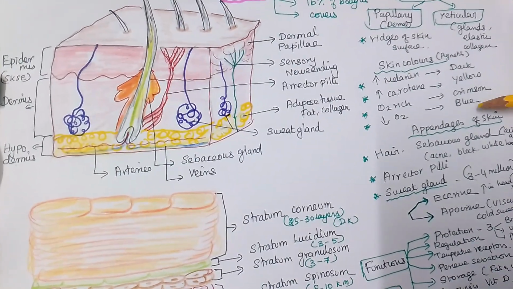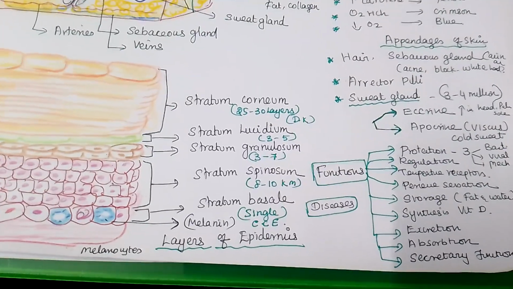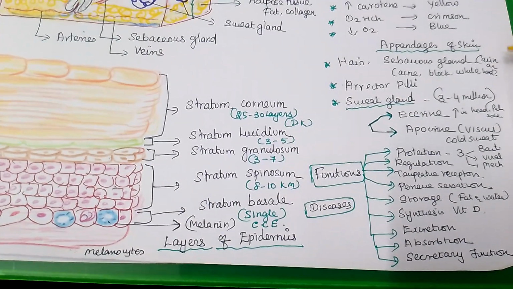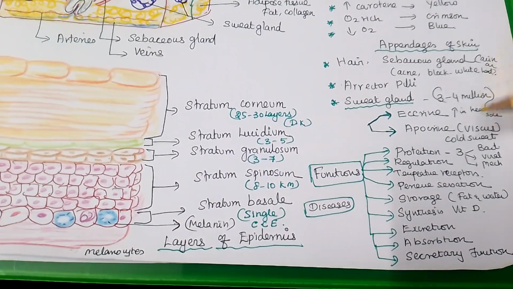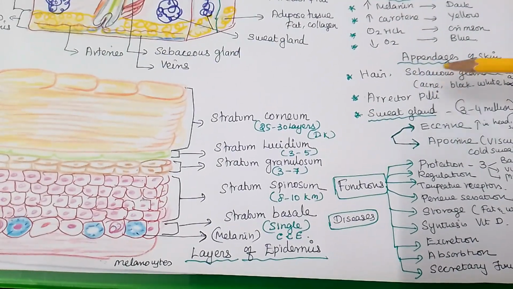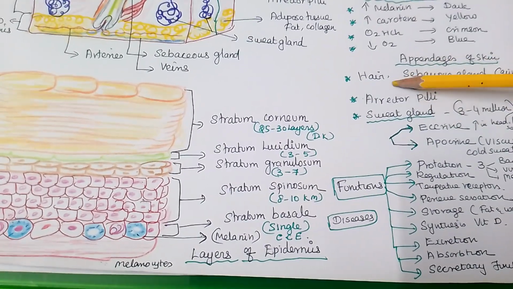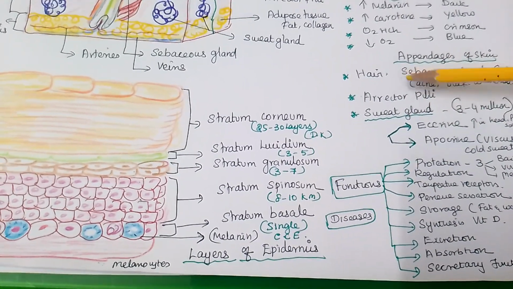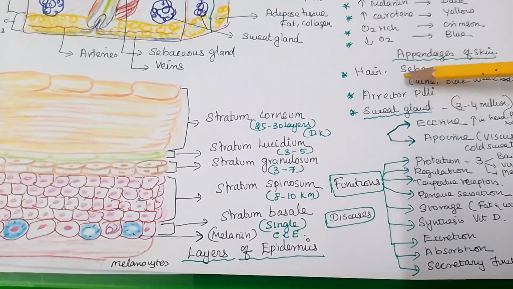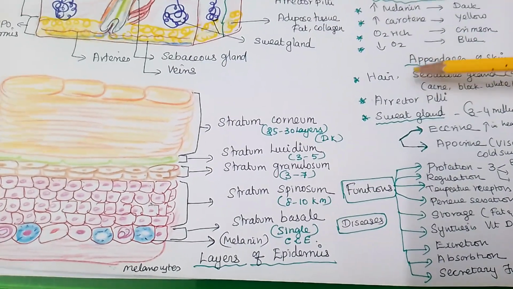Understand? Then the appendages of the skin. What are appendages of the skin? Hair, sebaceous glands, arrector pili, and sweat glands are all called skin appendages. What is hair? Hair is present throughout the body. It is not present only in the palm and the sole. It is more present in the eyebrows, axilla, and groin area.